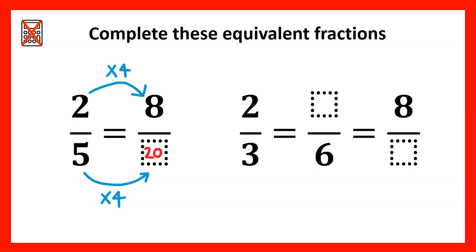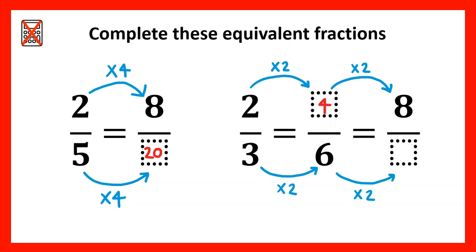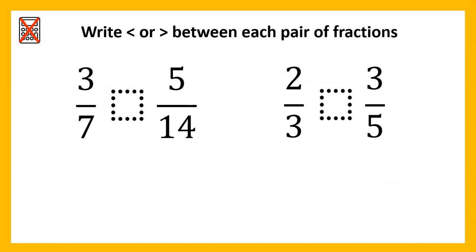For the next question, we can use the fact that 3 has changed to 6, which is multiplying by 2. Multiplying by the same on the numerator is 2 multiplied by 2, which is 4. Now I can use the fact that 4 has been multiplied by 2 again to give me 8. So multiplying the 6 by 2 gives me 12. On to the intermediate questions.